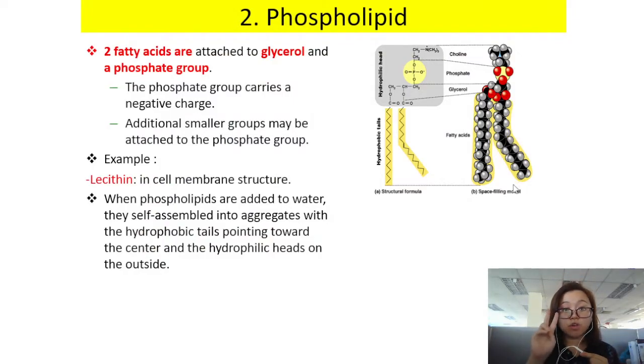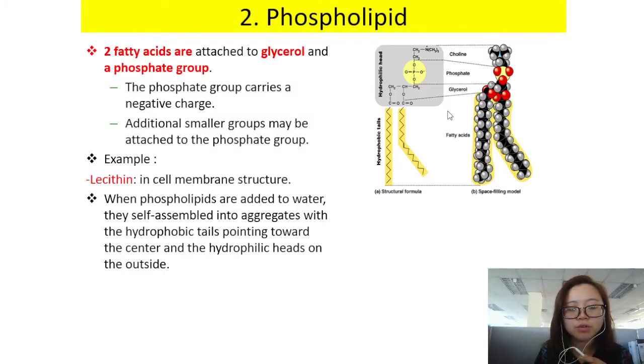Okay, let us move on to the second type of lipid. The second type of lipid is phospholipid. What's a phospholipid? Yes, it's the thing in your plasma membrane, but more accurately, phospholipids are when you have 2 fatty acids that are attached to glycerol and a phosphate group. Tadi triglyceride dia 3 fatty acid. Sekarang dia 2 saja. Satu ruang kosong itu diambil oleh phosphate group.